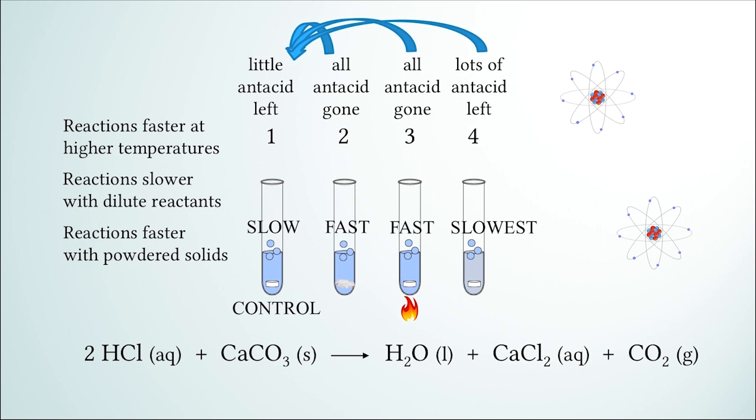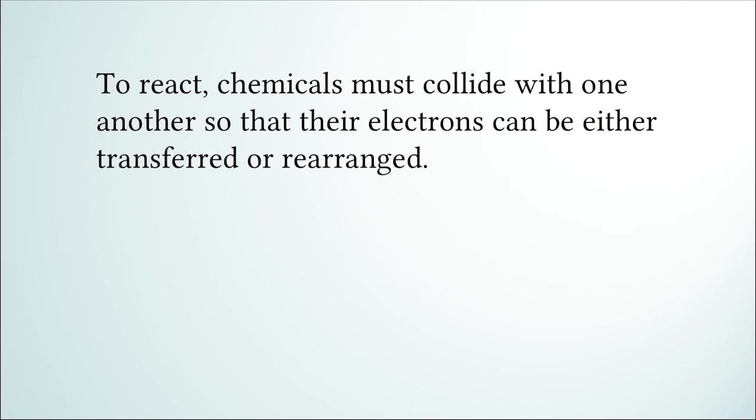So in order for a chemical reaction to occur, reactants need to get close together so their electrons can either be transferred or shared. We can say then that to react, chemicals must collide with one another so that their electrons can be either transferred or rearranged. That's the major idea we need to know when we look at factors that affect the rate of a chemical reaction.